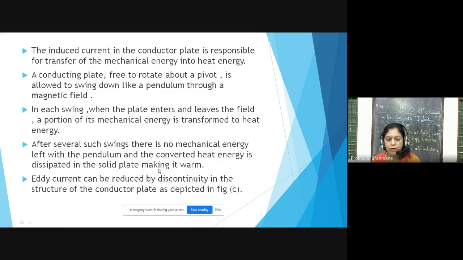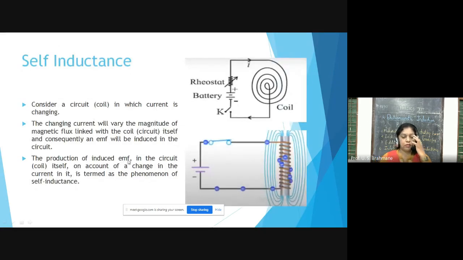Then the next part which we are going to see is self-inductance. It's a very important part, self-inductance and mutual inductance. We are going to study them in this chapter. Now see here, there is a coil, and then there is a rheostat, a battery and a key. We had seen the primary coil, the same coil is here. And now what happens is, because of the changing magnetic field, the current is induced in the coil itself, and it gives rise to the induced EMF.